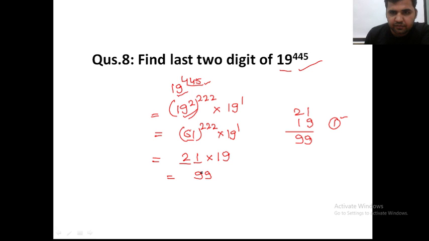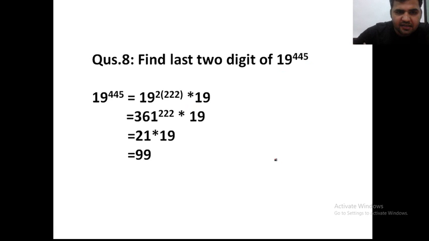21 into 19 will give you 99 as the last two digits. Anyone having doubt, please ask. Yes, 99 is the right answer.